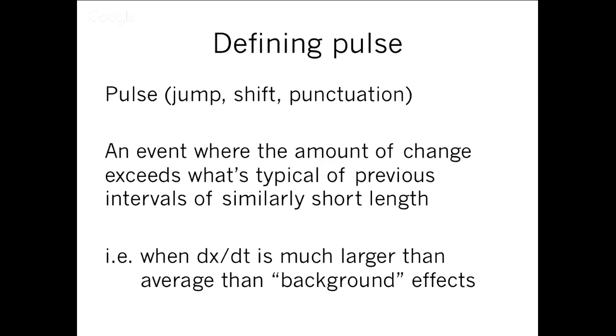One of the first difficulties in this process is defining what a pulse is. Throughout this talk, when I'm talking about a pulse, I might use different words intermittently; some synonyms that pop up in the literature include jumps, shifts, and punctuation. By pulse, I mean an event where the amount of change exceeds what's typical of previous intervals of similarly short length. Perhaps a more mathematical way of thinking of that is when dx/dt is much larger than the average background effect.